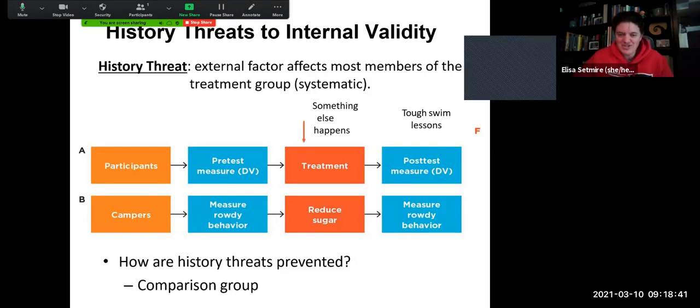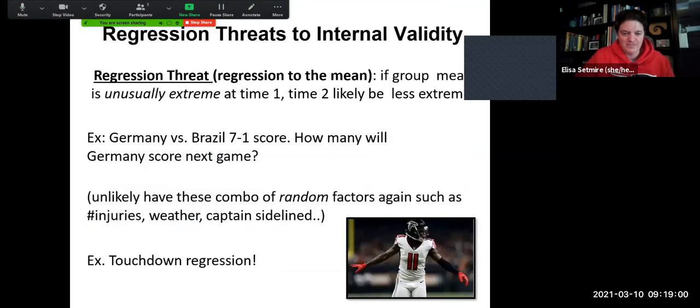How can we prevent a history threat? A comparison group. Again, you'll see this over and over and over again. If we add another group that we can compare one group to another, then we can eliminate a lot of these internal validity threats. So you can start to see the importance again of having that comparison group and having those multiple conditions.